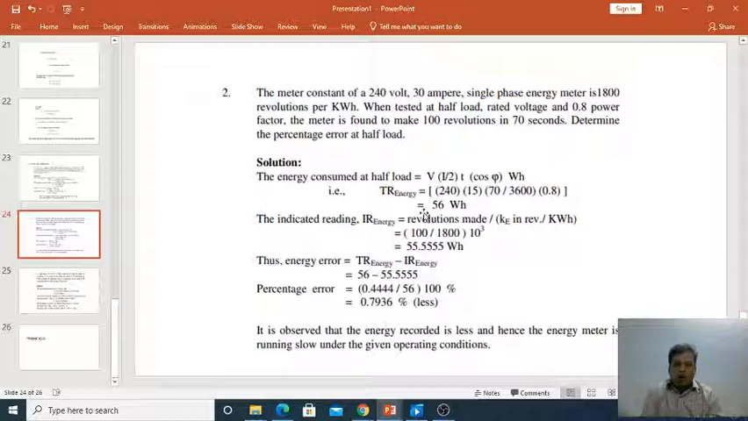So the true energy is given by 240 into 15 into 70 by 3600 into 0.8, that is 56 watt hours. The indicated reading energy is equal to revolutions made per revolutions per kilowatt hour, so 100 by 1800 into 10 cube is nothing but 55.555 watt hour. Thus the energy error is the difference of both. The difference of both is 0.7936%. So it is observed that the energy recorded is less, and hence the energy meter is running slow under the given operating conditions.